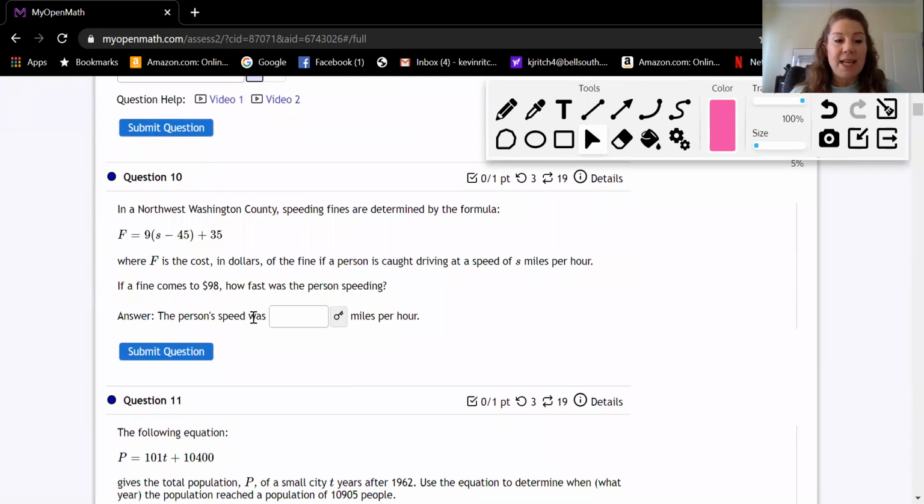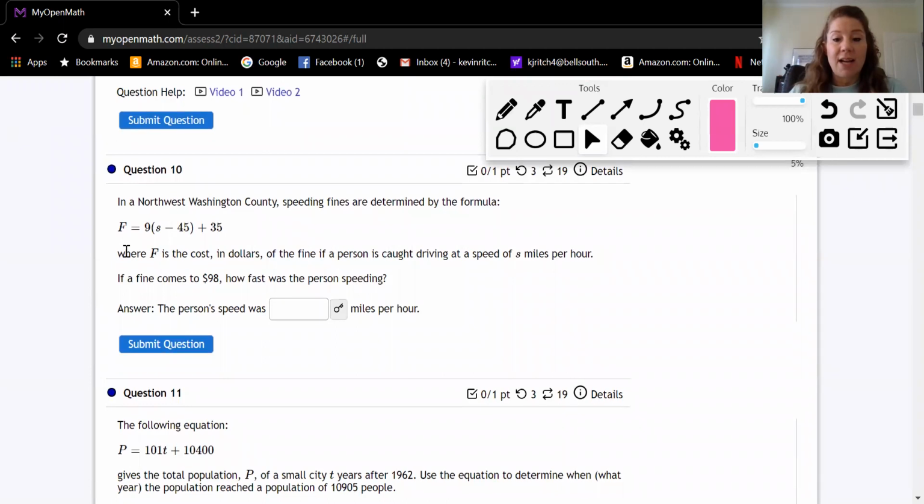All right, number 10. In Northwest Washington County, speeding fines are determined by the formula where F is the cost in dollars of the fine if a person is caught driving at a speed of S miles per hour. If a fine comes to $98, how fast was the person speeding? All right, so since F is the cost of the fine, we're going to substitute 98 for F.